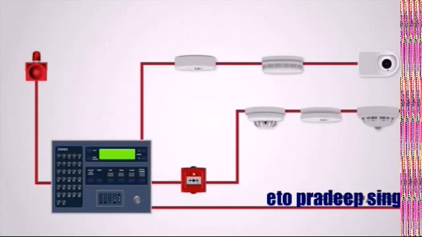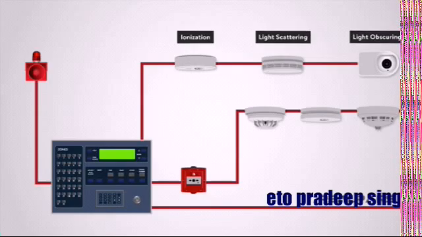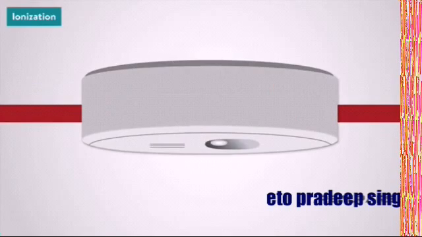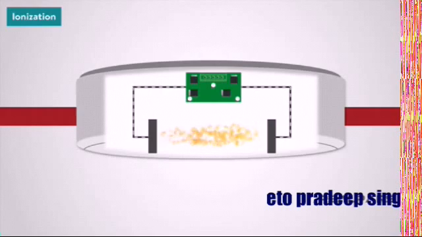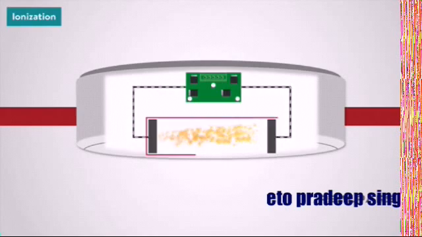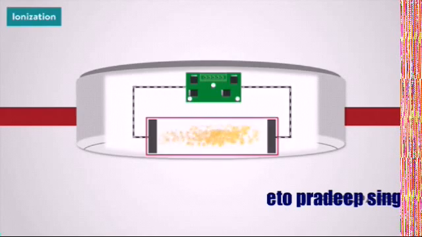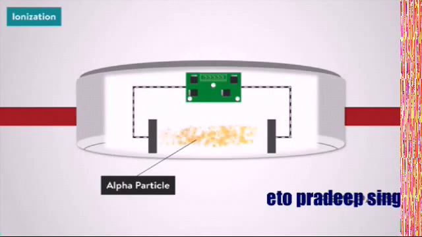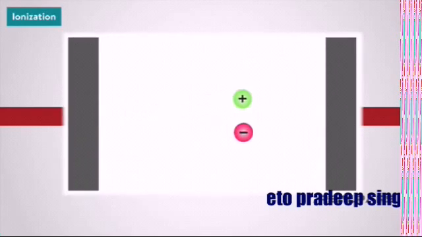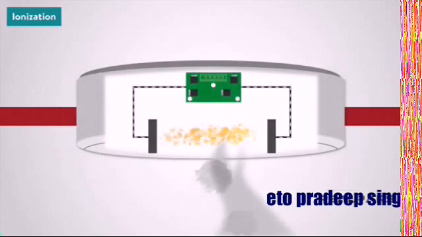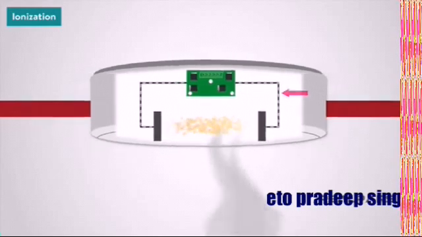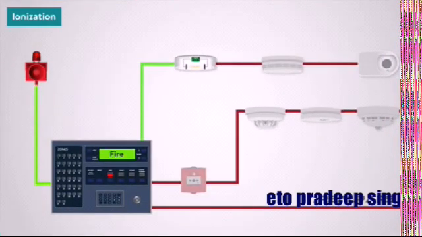There are three basic types of smoke detectors, including ionization, light obscuring, and light scattering. An ionization smoke detector generally contains two chambers. The first is used as a reference to compensate for changes in ambient temperature, humidity, or pressure. The second chamber contains a radioactive source, usually alpha particle, which ionizes the air passing through the chamber where current flows between two electrodes. When smoke enters the chamber, the current flow decreases. The drop in current flow is used to initiate an alarm.